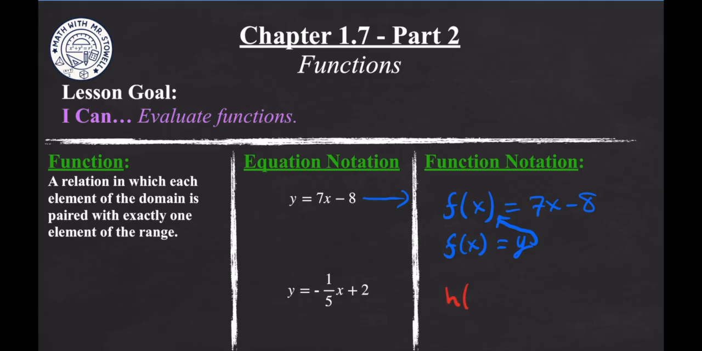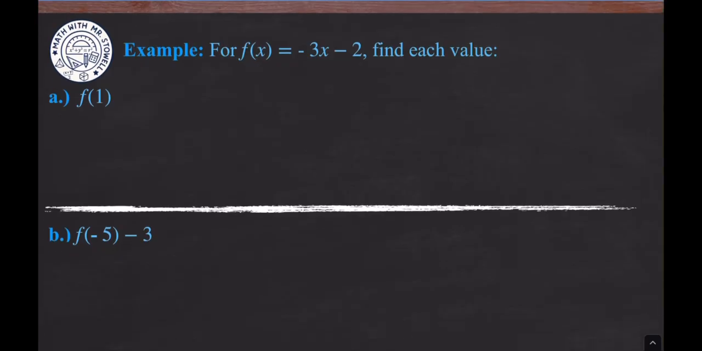It doesn't have to be f of x. We could use h of x if we want. We can use g of x. The main thing is we need to be able to recognize when we are using function notation and when we are not. So this one could be h of x equals negative 1 over 5 x plus 2. By the way, this would be the same thing as saying h of x is replacing the value of y. It's substituting.